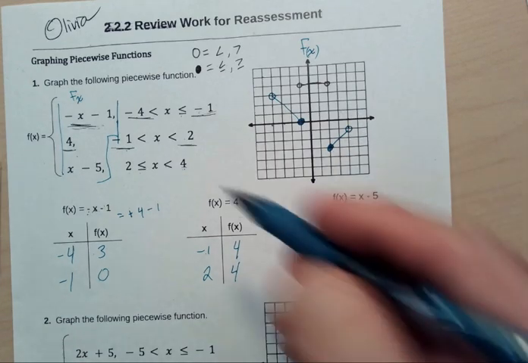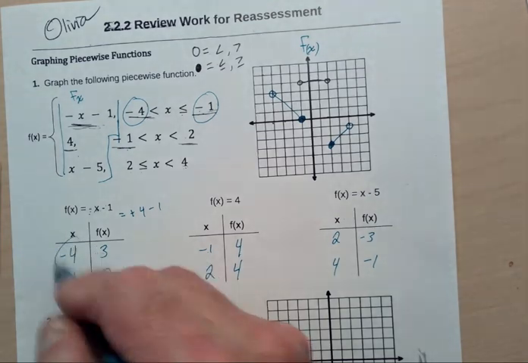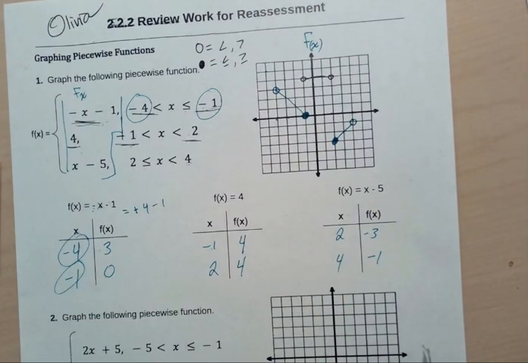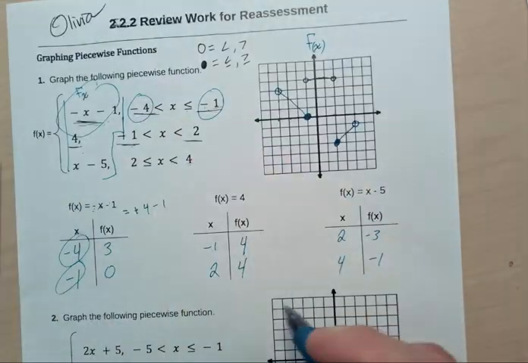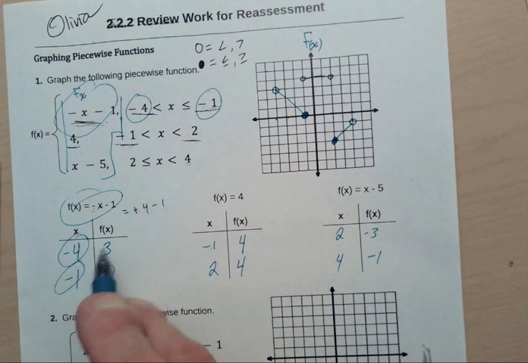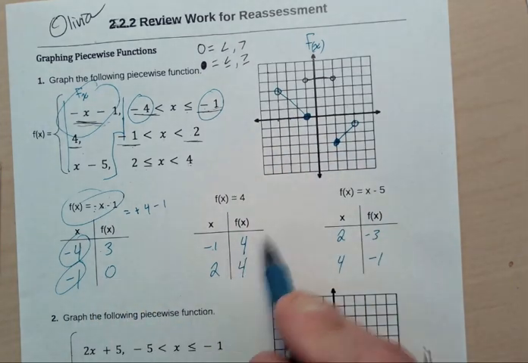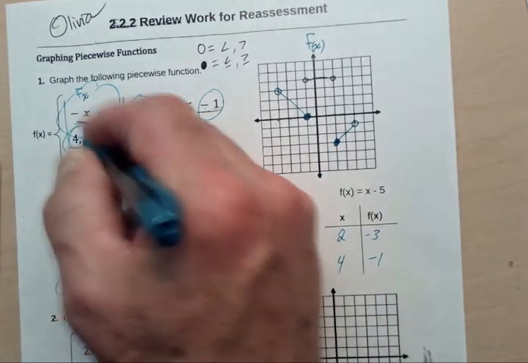So all you do is, that's your first x value, that's your second x value. Where do we get y? From f of x. Which one? That one right there. So when we do f of x, we get 3 and 0 for the y coordinates. So negative 4, 3 is the first one. Negative 1, 0. And then you did this one because f of x is always 4.